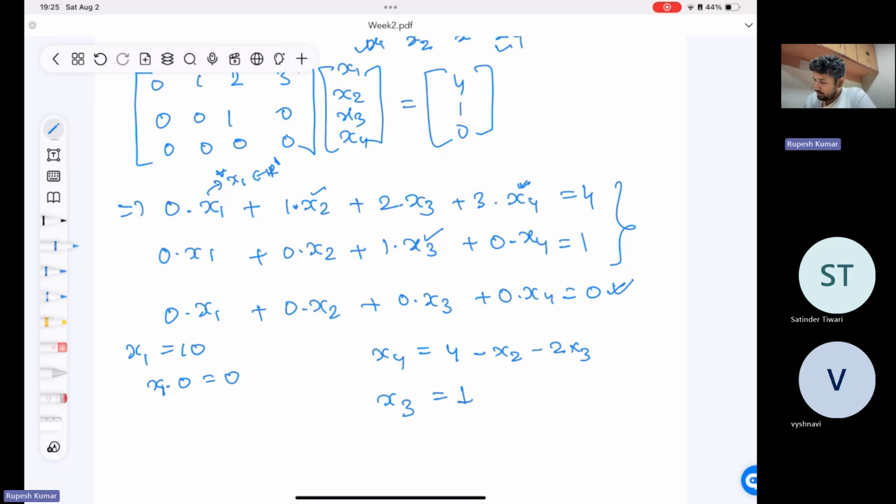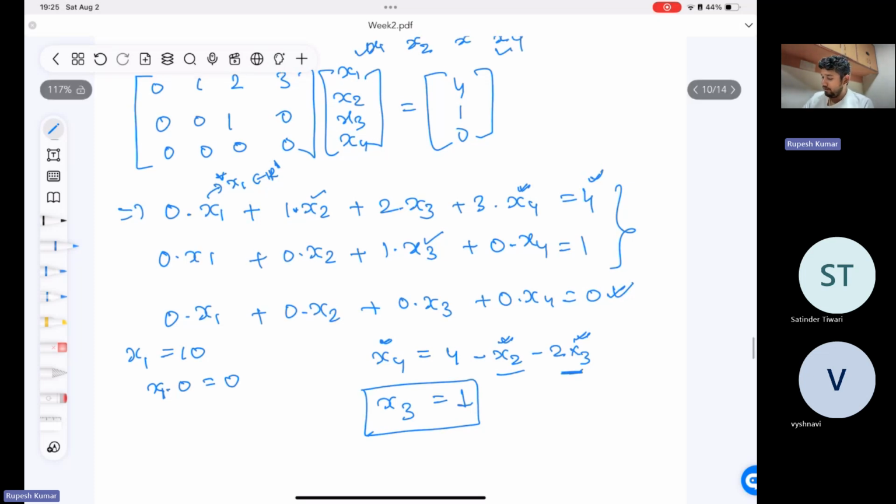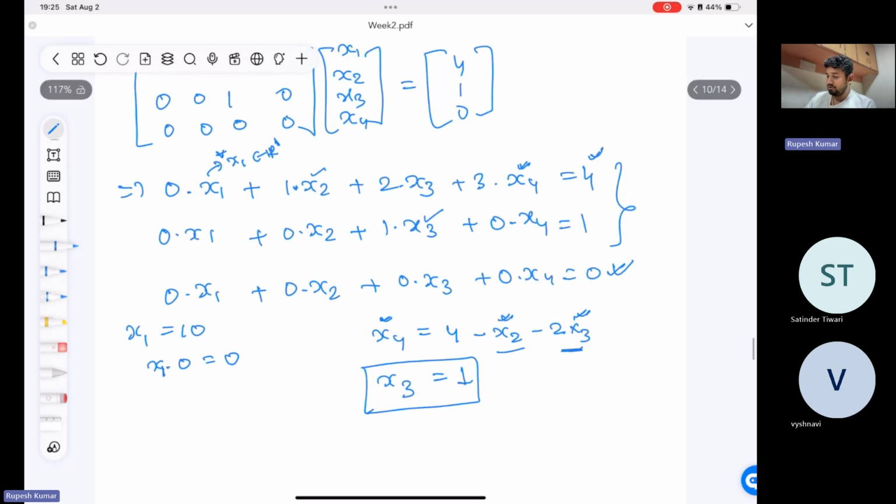Now what I'm saying is x3 is not free. X3 is fixed to be 1. Again, x2 is not free because it contains a pivot here, and x3 is fixed. So x4 is free. X4 can have any value depending on the values of x2 and x3. From equation 1, if you only look at row 1, x4 can have infinite values that depend on the values of x2 and x3.